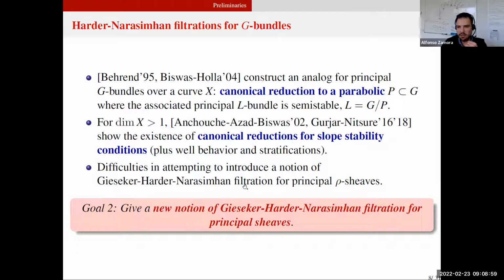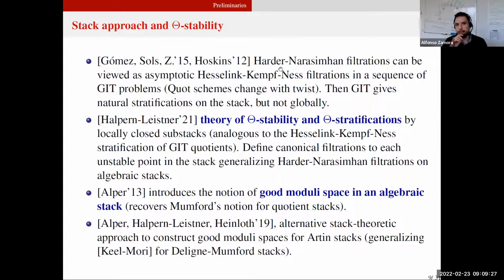So given that there have been difficulties in attempting to introduce a notion of Harder-Narasimhan filtration with a polynomial or Gieseker stability condition for the problem of principal bundles, it is interesting to explore whether this notion can exist. And we show in this paper a new notion of Gieseker-Harder-Narasimhan filtration for principal sheaves. So that is the second goal of the talk.